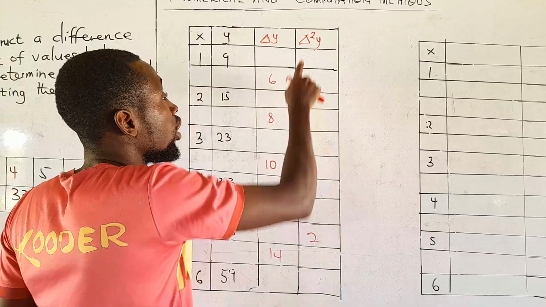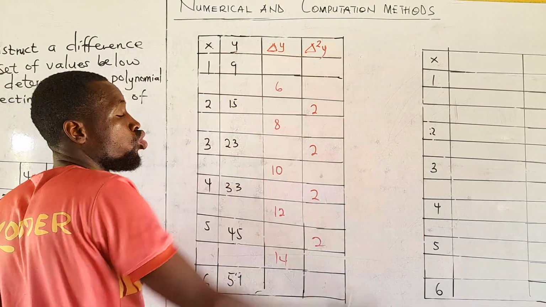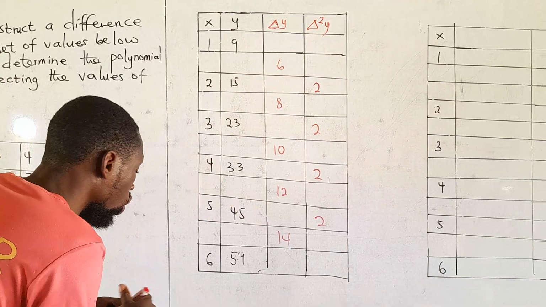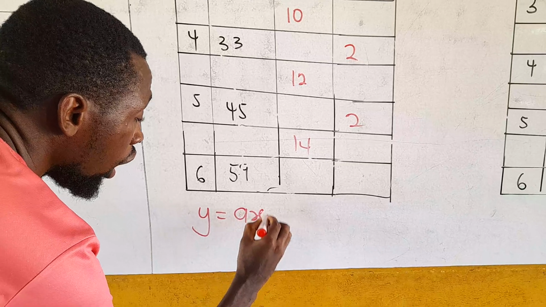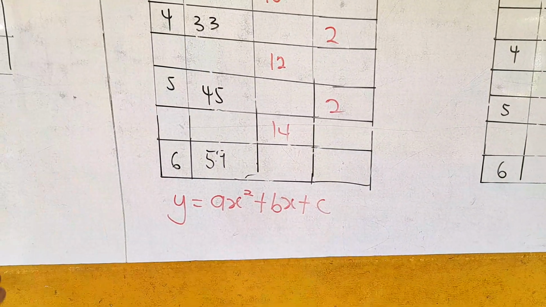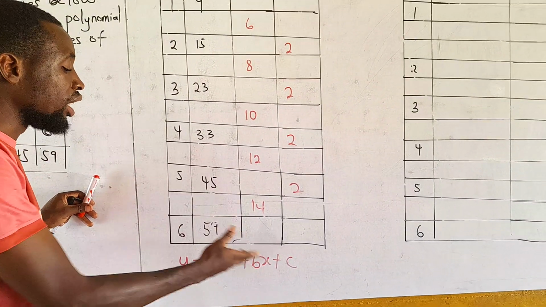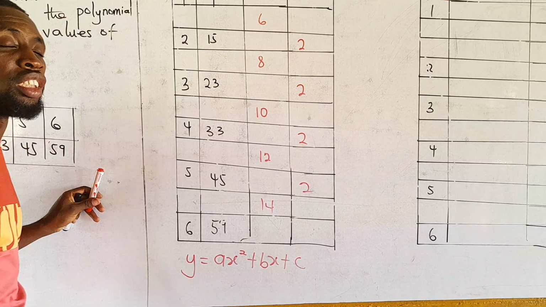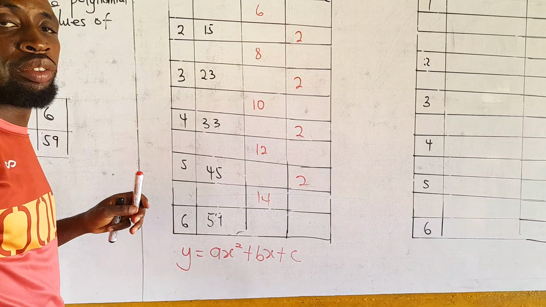Since it's now constant, we know that the polynomial function connecting x and y is of degree 2. So the polynomial function will be in the form y is equal to ax squared plus bx plus c. I hope you get that. So immediately the difference table helps you to determine the form of the polynomial function, there is the need to construct another table.